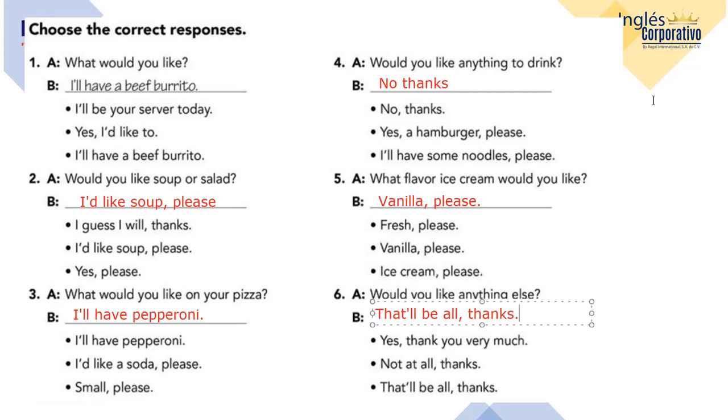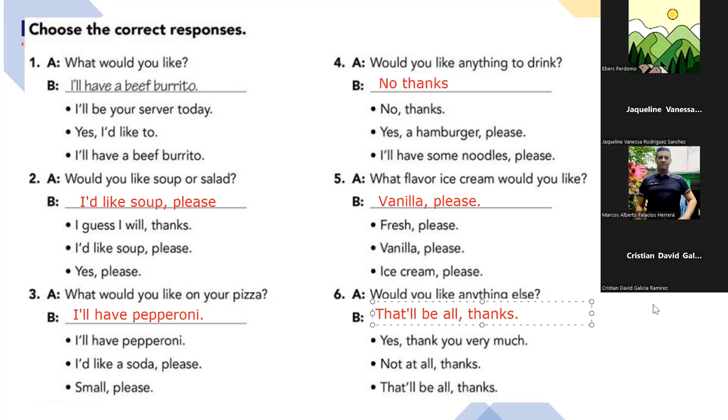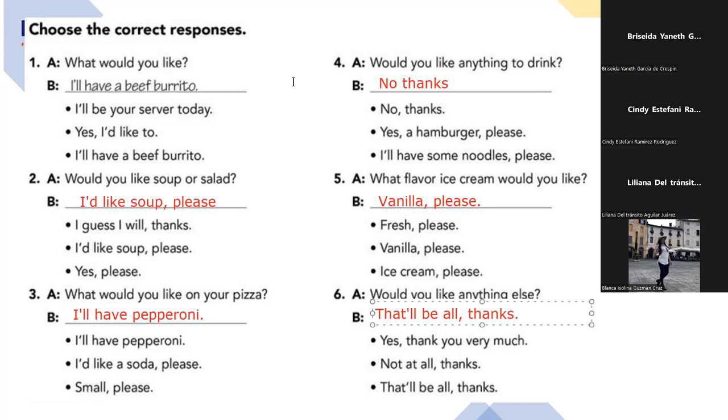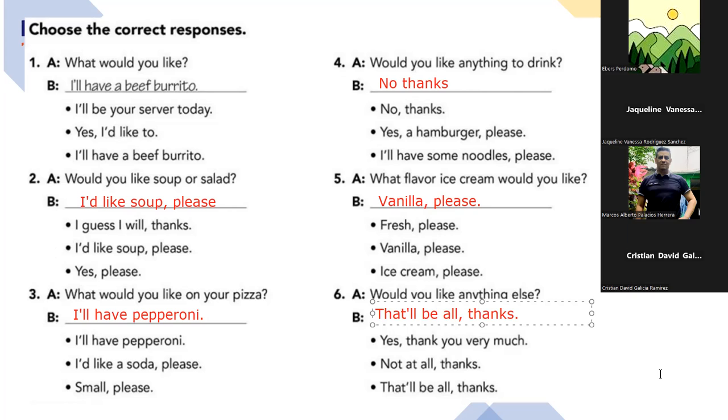Very good. Okay. I need to hear some participation from you. From one of you, Jacqueline, Vanessa. You need to read number one, number two, and number three, Jacqueline, and your partner, Cindy. Hello, Cindy. Can you participate? Cindy, can you do it? No? Okay, Blanca Isolina Guzman. Can you participate, Blanca? Okay. Yes. Blanca, you need to read 4, 5, and 6.